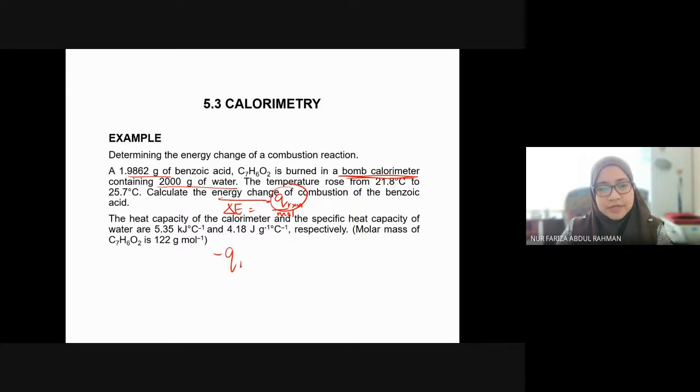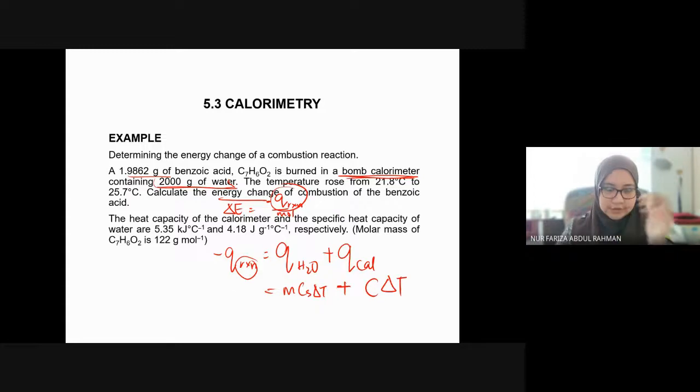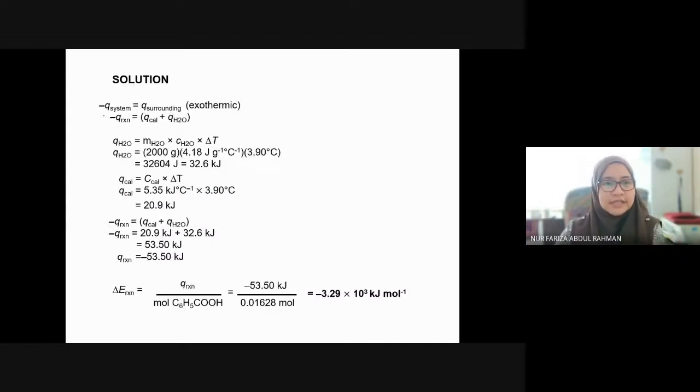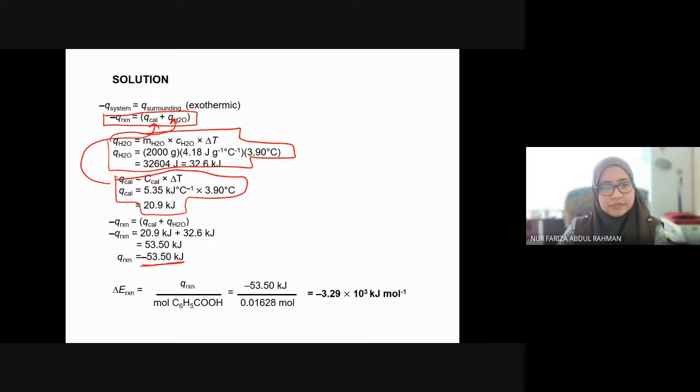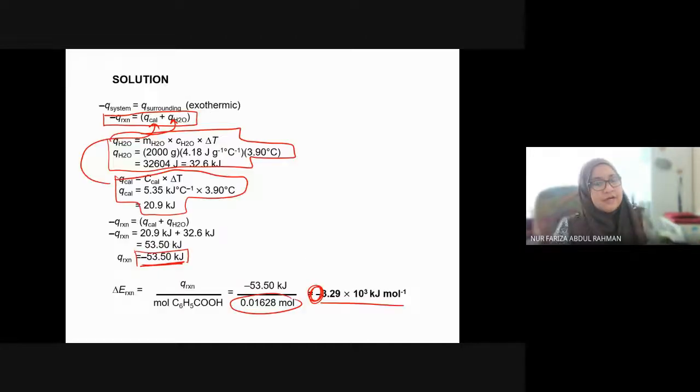So Q reaction is equal to Q water, because dia release heat, betul tak? Q water plus Q cal. Kenapa ada tiba-tiba Q water? Sebab dia bagi information dekat sini. So MCS delta T plus C delta T. Masukkan all the information there. So you define dulu. This is for QH2O. Unit jangan lupa ya. And this one here is for calorimeter. And then you total up, you dapat this one. And then don't forget you nak cari energy change. So you bahagikan. Dapatlah. Negatif jangan lupa. Okay, so that is all.